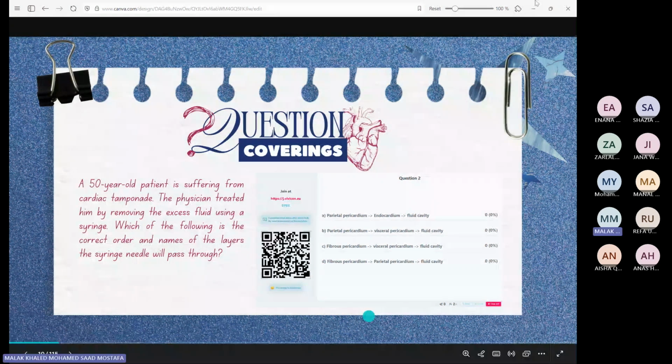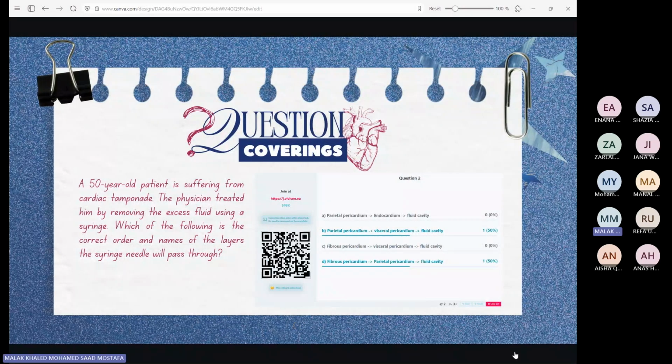Okay, so a 50-year-old patient is suffering from cardiac tamponade. Again, the physician treated him by removing the excess fluid using a syringe. Which of the following is the correct order of the names of the layers that the syringe needle will pass through? And by the way, this is a very common question, not only in the heart chapter, but also you might take it when you take lungs. I'm not sure if you guys did it or not. But anything where there's layers, they might ask you a question like an object went through all these layers. What is the order that they go through?